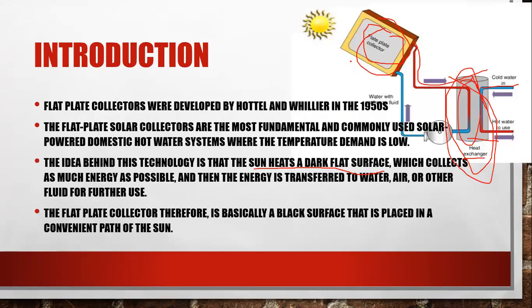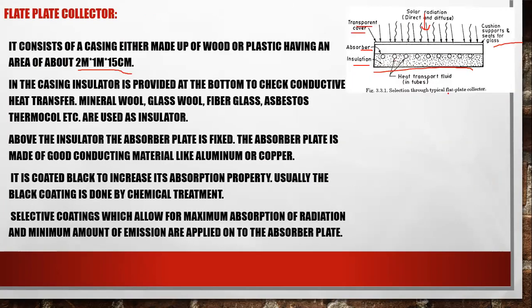And as you can see in the backside picture, this is a solar collector which will collect the energy and convert it into heat. Here it will convert it into hot water or cold water, whichever we require. As explained in this slide, insulation is provided at the bottom to check conductive heat transfer, and mineral wool, glass wool, fiberglass, etc. are used as the insulators.